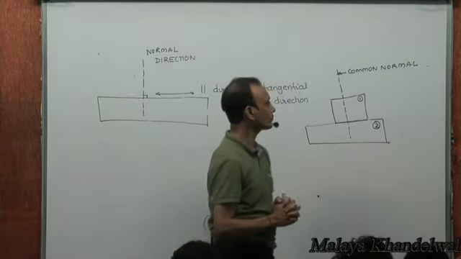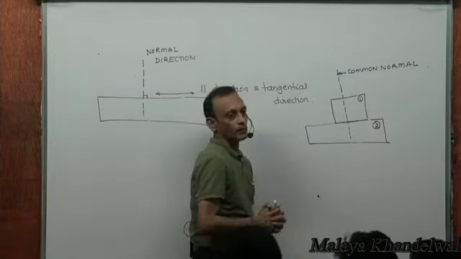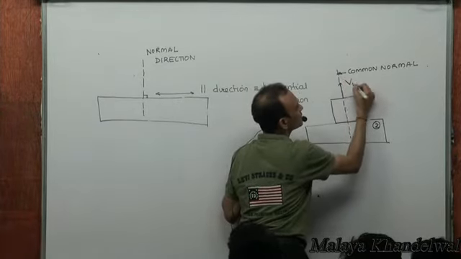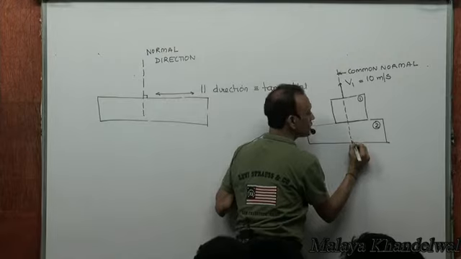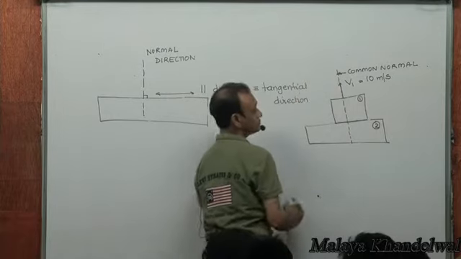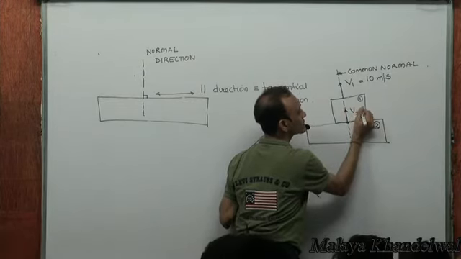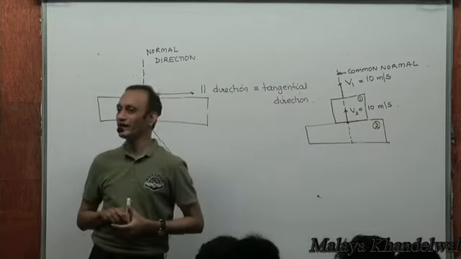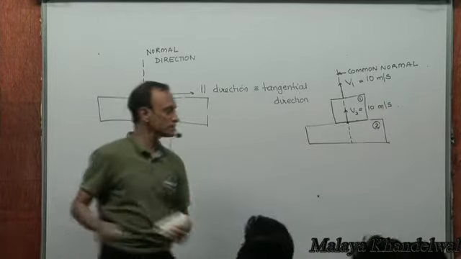Now look, if one were moving with a velocity v1 equal to 10 meters per second along the common normal, and the velocity of 2 along the common normal, v2, is also 10 meters per second, they will maintain contact, isn't it?